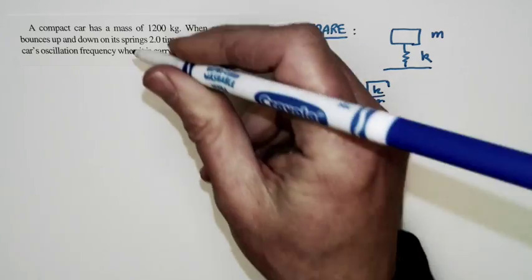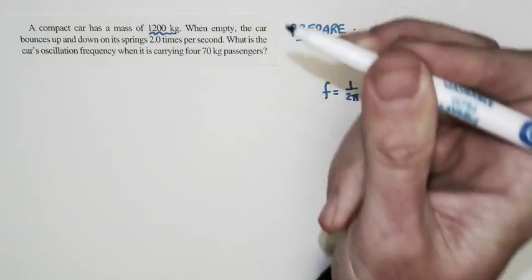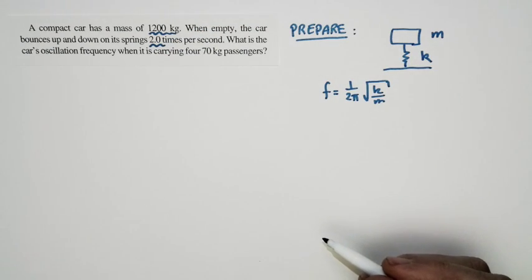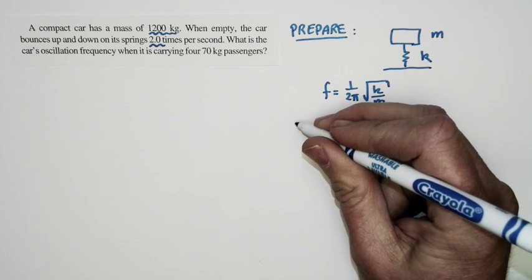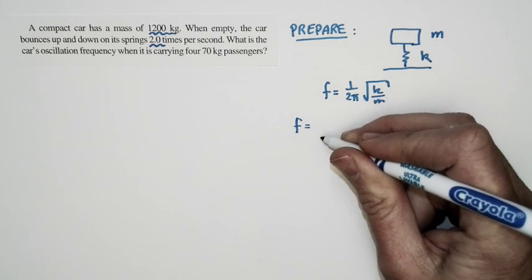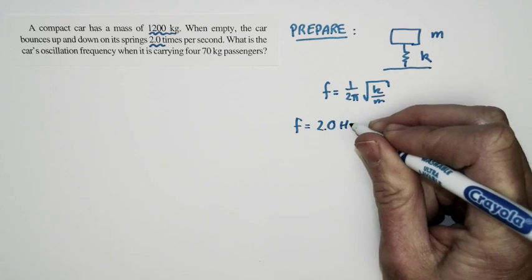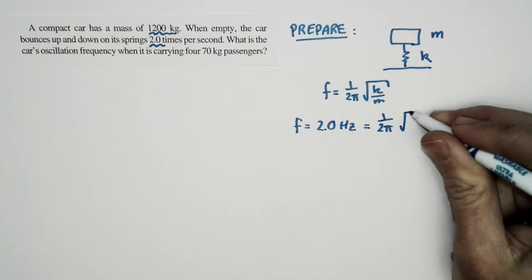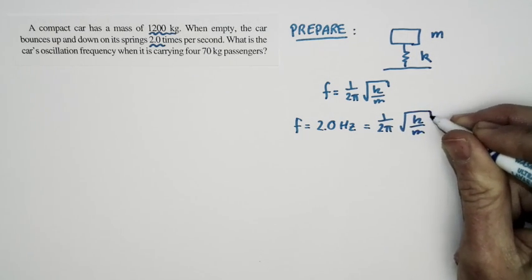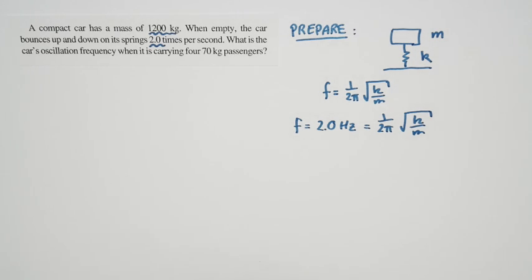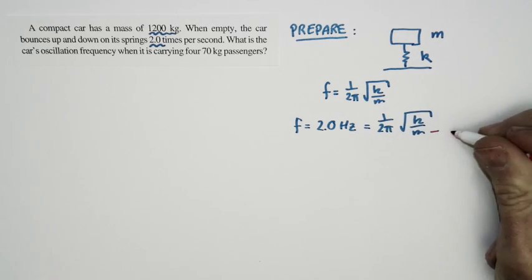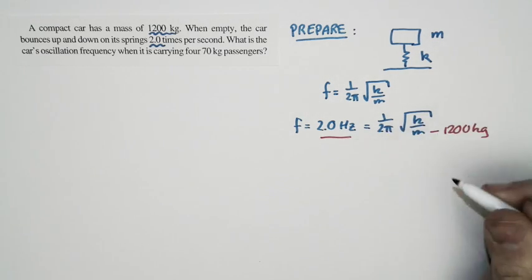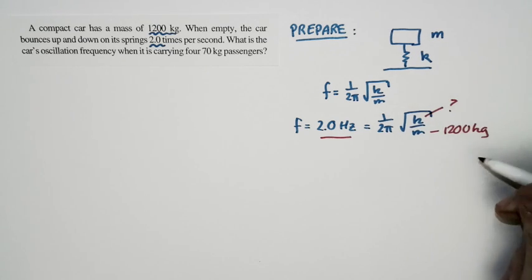Now we're told this. When the car is empty, it's got a mass of 1,200 kilograms. It bounces up and down on its springs when it's empty 2.0 times per second. So what that's telling me is this. The car bounces at a frequency of 2.0 hertz when it's empty. That's equal to 1 over 2 pi times the square root of k over m. In this expression, I know the mass of the car, that's 1,200 kilograms. I know the frequency, that's 2.0 hertz. What I don't know is the spring constant k.